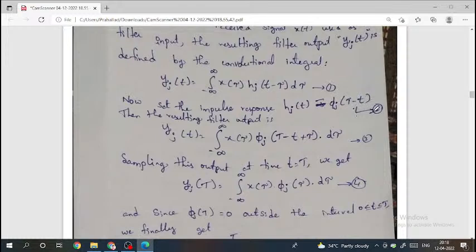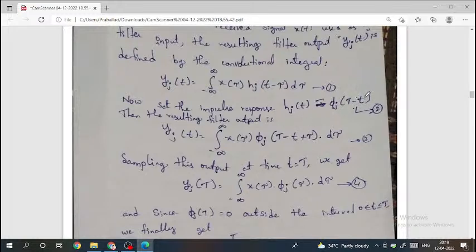Take this expression as 2. Now set this impulse response to φ_j(T − t). Then the resultant filter output is, in place of h_j(t), we have t − τ, so T − t + τ. φ_j of, in place of t here we have T − t, and minus of minus you will get plus. Understood how we have written this expression?